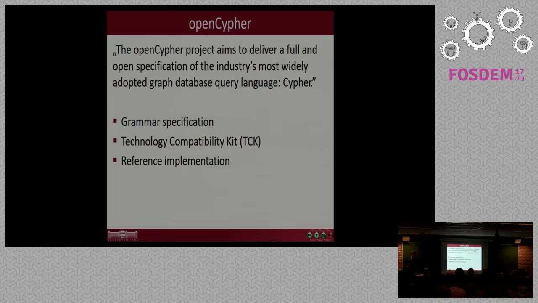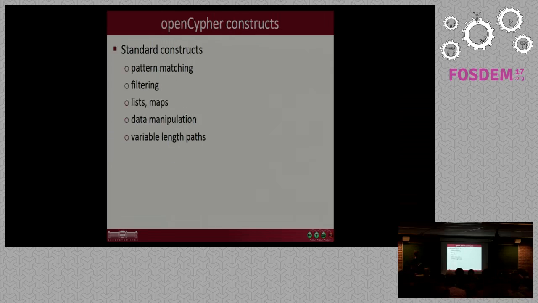So openCypher actually defines a smaller subset of the Cypher query language, but it still allows you to do many interesting things. You can do almost all of the pattern matching stuff that you can do in a normal Neo4j Cypher. You can do your filtering operations. There are collections like lists and maps. There are operators for data manipulation, and also more advanced constructs like variable length paths.